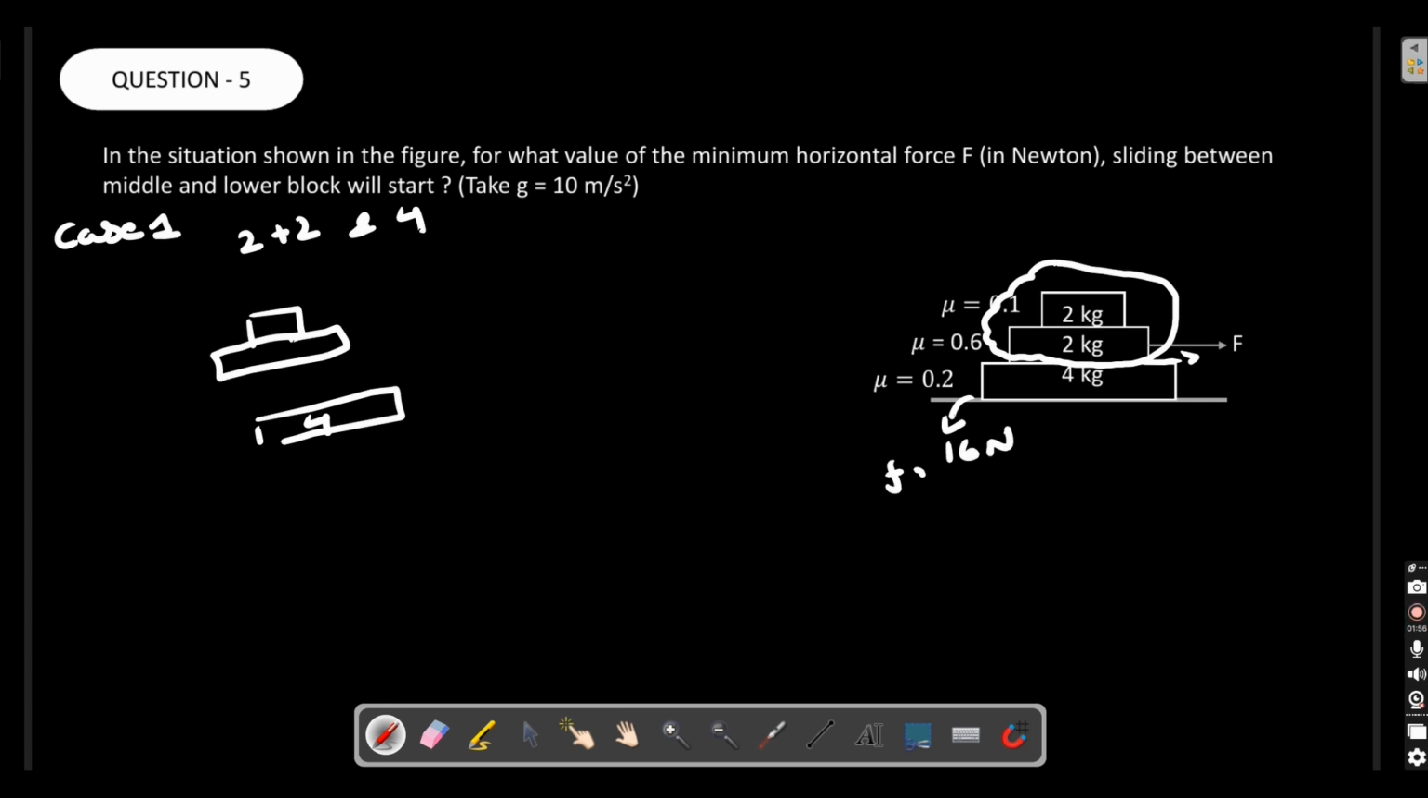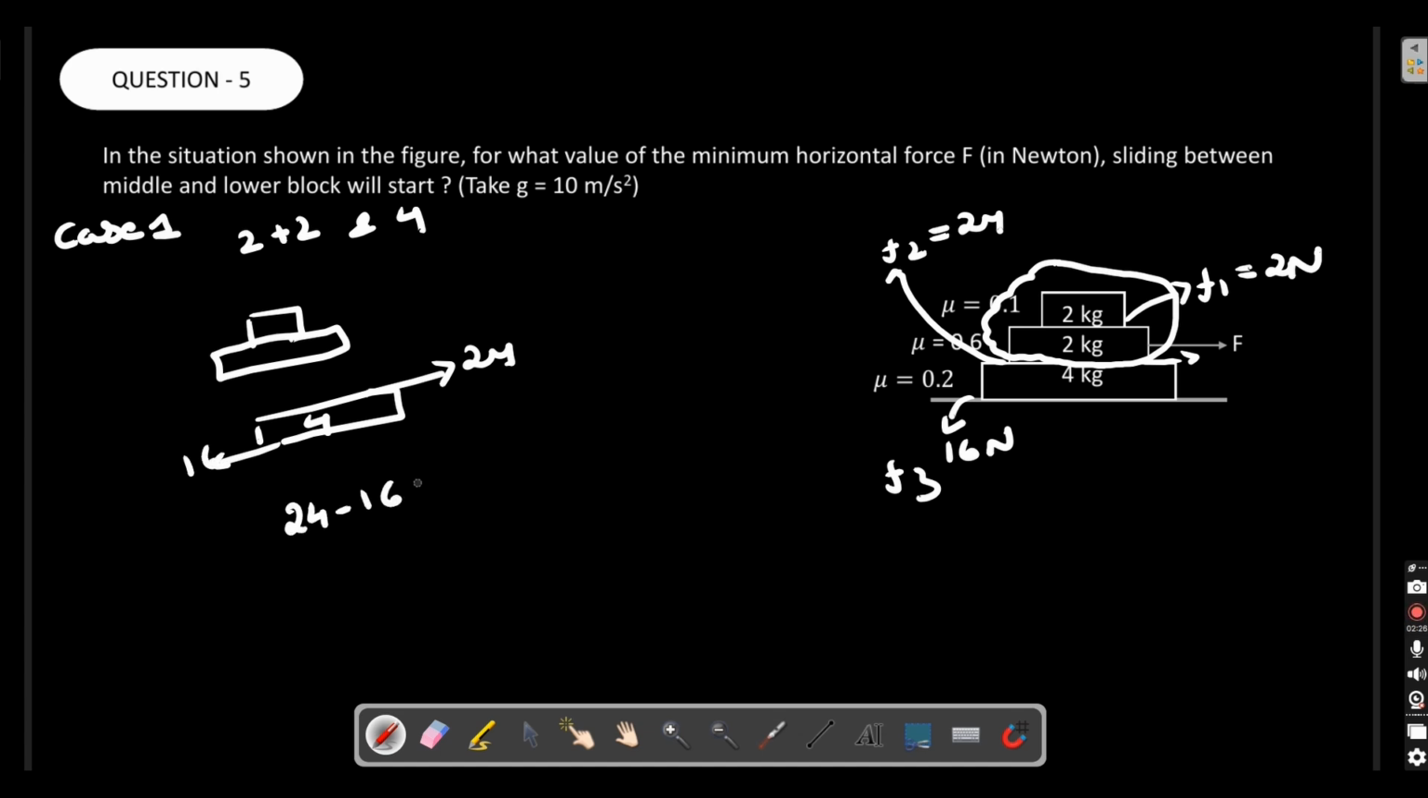That will act as F3. Here you will have F2, 24 Newton. This is 2 Newton. By seeing itself you can say F1 is equal to 2 Newton. Very good. Now, when I said this particular block is sliding and then they both are sliding, right? So here you will have 24 Newton in this direction. And then here you will have its friction 16 Newton, right? So 24 minus 16 is equal to 4 into acceleration. So A is equal to 2.